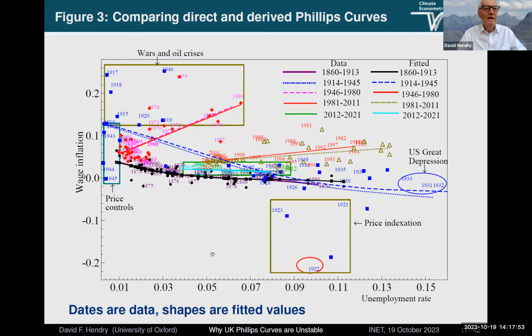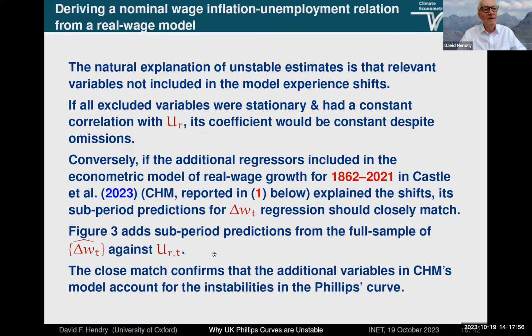All over. Now that's very surprising, because the natural explanation of unstable estimates is that relevant variables are not included in the model and experience shifts. But if all excluded variables were stationary and had a constant correlation with the unemployment rate, its coefficient would be constant despite any amount of omissions. Conversely, if the additional regressors in our model of real wage growth explained the shifts in the sub-period regressions, then they should match very closely, and I've shown they do. So the close match confirms that the additional variables in our model account for the instabilities in the Phillips curve.